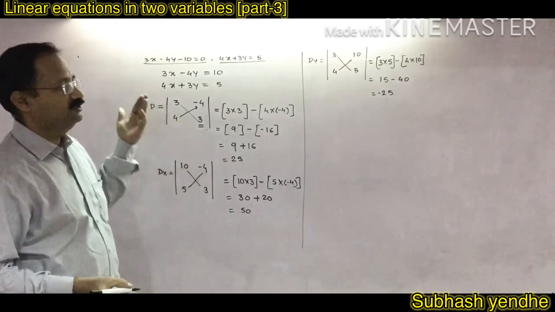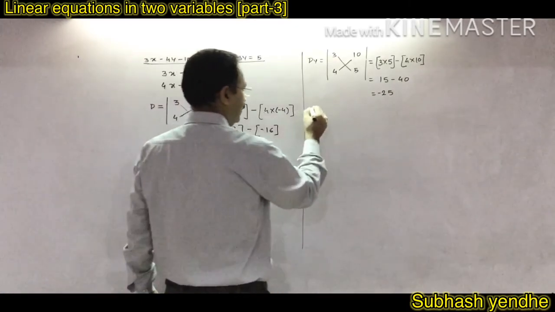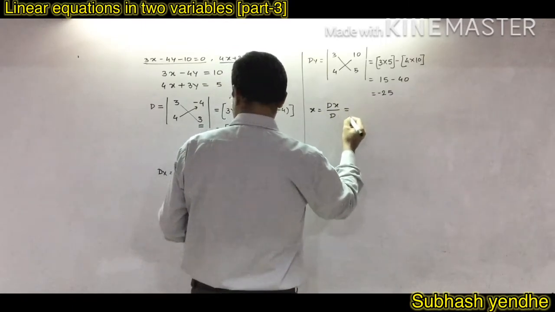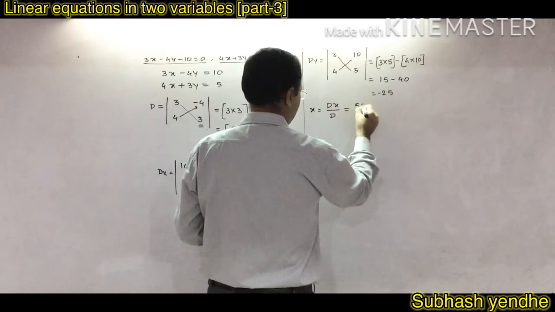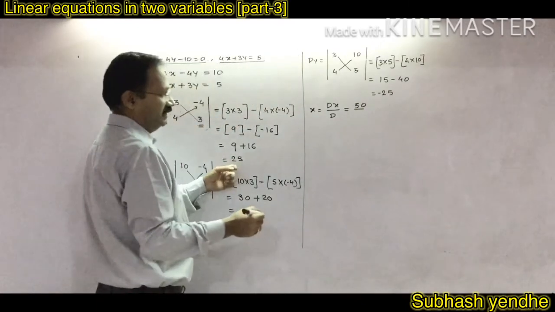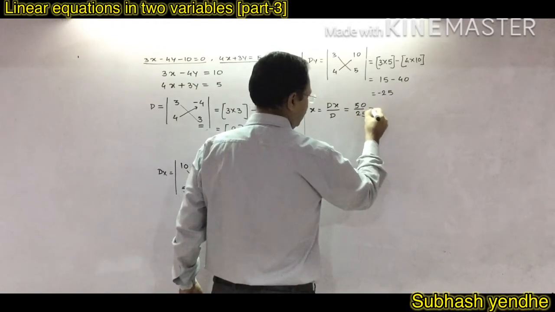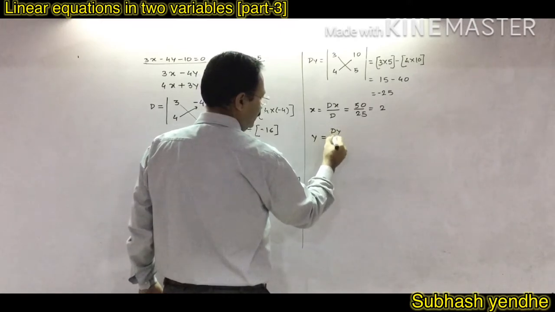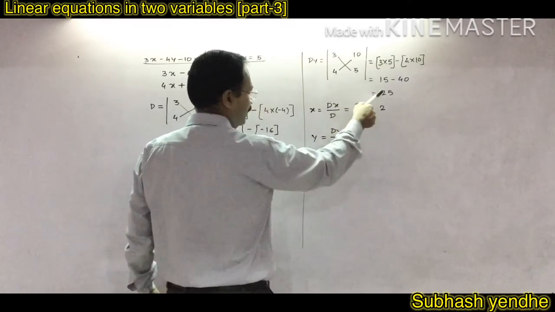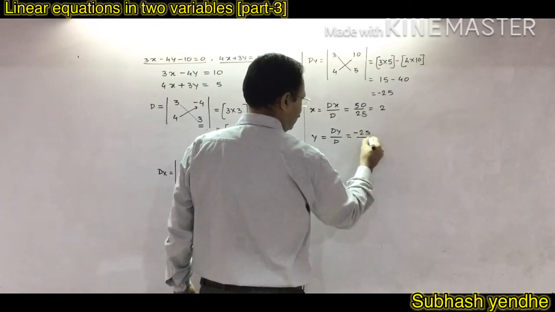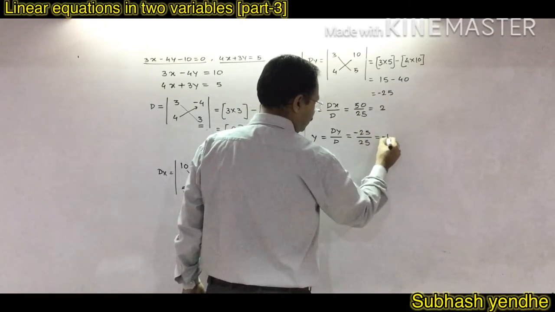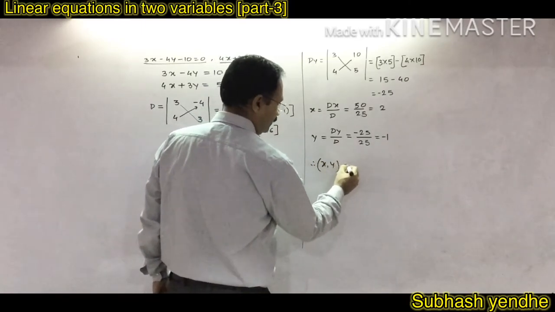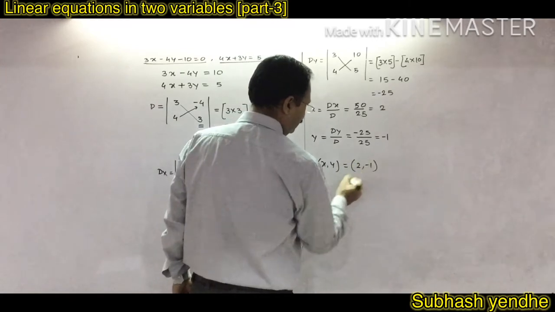Now, you have to find the solution of x and y. So, the x value equals Dx upon D. Dx, here I got 50, and the D value is 25. So 25 twos are 50. The value of x is 2. Now, y equals Dy upon D. The Dy value is minus 25 and D's value is 25. 25 ones are 25. And therefore, the solution of this equation is 2, minus 1.